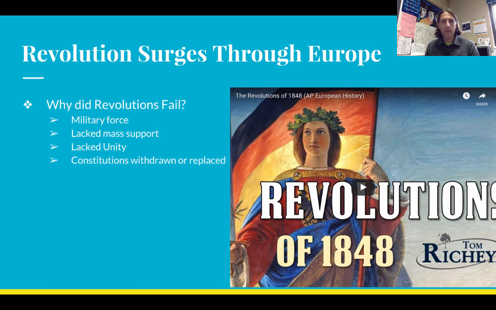And the other thing you see is these constitutions, the governments withdraw them, replace them, rewrite them to kind of their benefit. And so the government and the rulers have an awful lot of power in terms of the constitutions, being able to change those things and rewrite the rules, and they have the support of the military. And a lot of times that's why they fail.